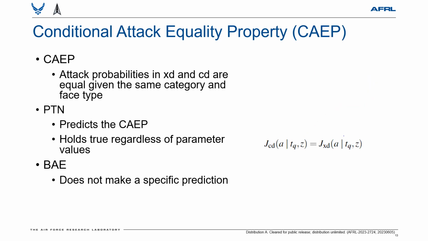In addition to interference effects, we will also investigate what we call the conditional attack equality property, or CAEP. The CAEP states that the conditional attack probabilities in the XD and CD conditions must be equal given the same face type and category. Long and Busmeier 2016 reported that this equality does not hold in their experiments. The CAEP is a core assumption of the PTN because it holds for all parameter values. By contrast, the BAE is consistent with any relationship between conditional attack probabilities in the XD and CD conditions.